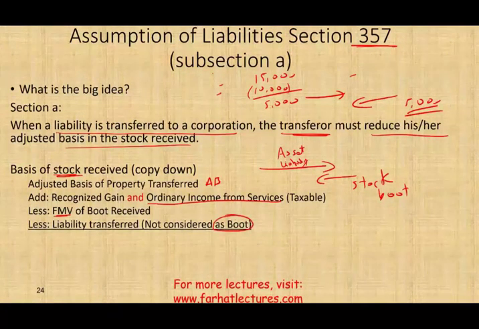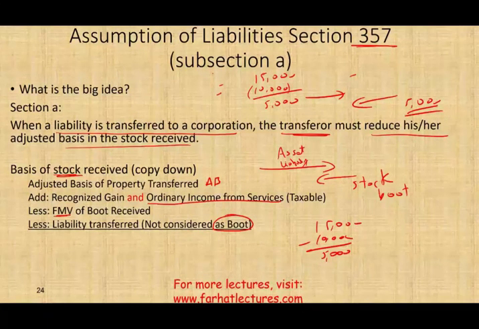Well, liability transferred, not considered as boot. If it's considered a boot, it's going to be treated differently. So you would subtract the liability transferred. You might be saying, why do I subtract the liability transferred? Remember the 15,000 minus the 10,000 is 5,000. You only gave 5,000. Therefore, reduce your basis by the liability, as long as it's not considered a boot.